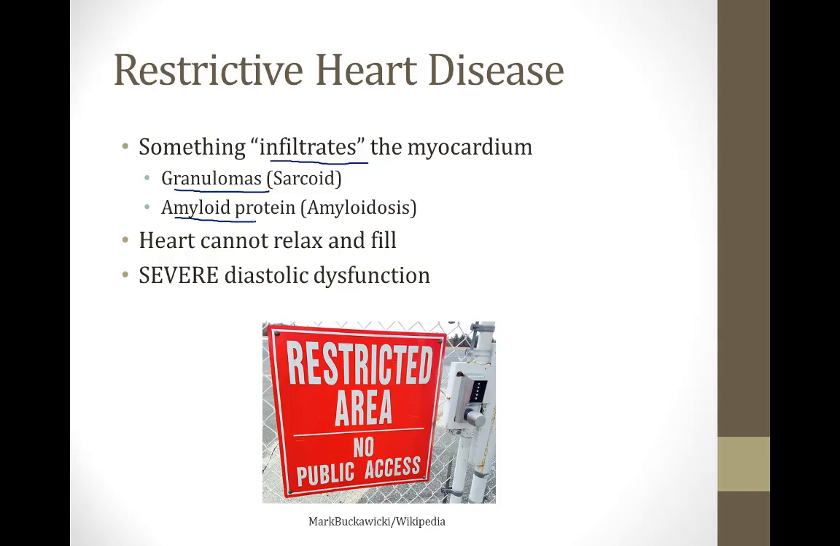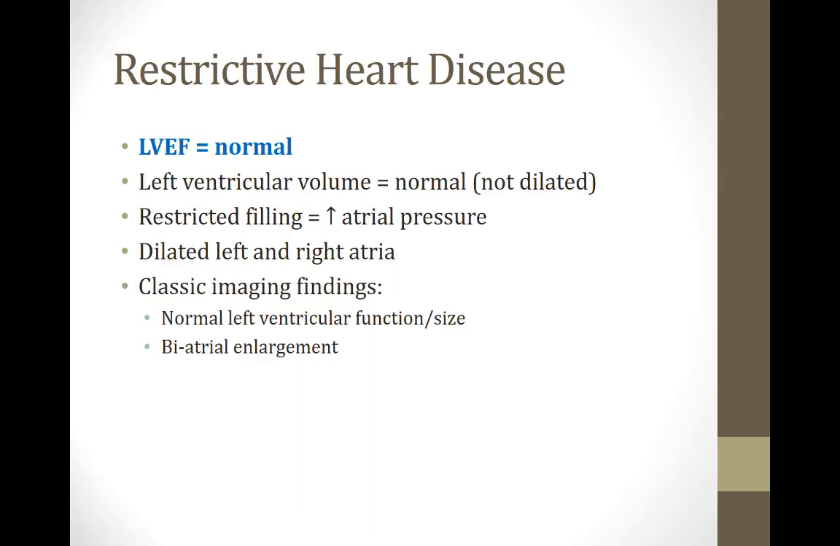But in all of these conditions, the common theme is that because of this substance infiltrating the myocardium, the heart cannot relax and fill. And therefore, these patients develop severe diastolic dysfunction. They typically have a normal ejection fraction because there is no problem with contractility. The problem is with the ventricle relaxing and filling with blood, and therefore diastolic heart failure ensues. So patients with restrictive heart disease will develop the usual signs and symptoms of heart failure like pulmonary edema and elevated jugular venous pressure and lower extremity pitting edema.